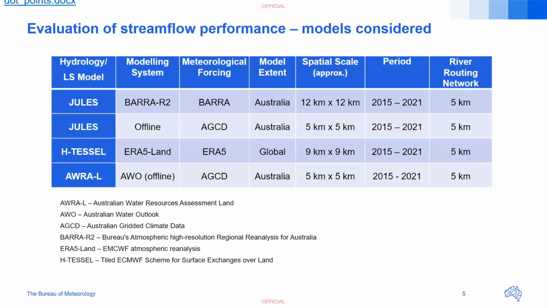So this is a list of models considered and their characteristics. They are not all exactly the same forcing, some differ in spatial scale. They could be different, but all of them have been routed at the same spatial resolution, which is about 5 kilometer resolution.